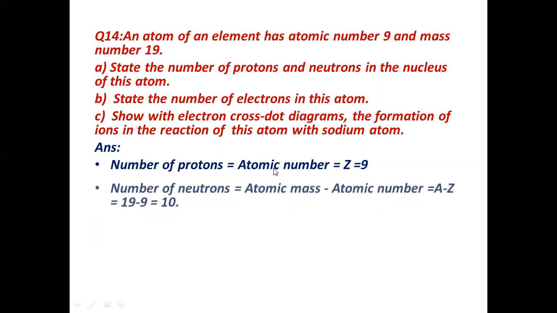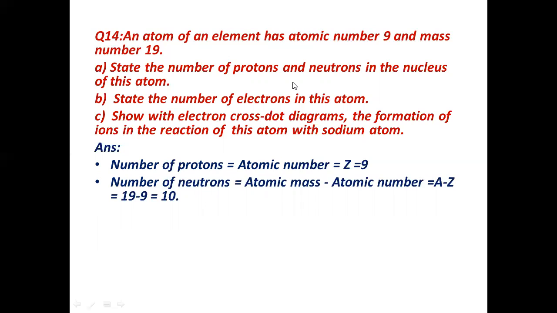B part is the number of neutrons. We have to find out the number of neutrons. We have a formula: atomic mass minus atomic number. Atomic mass or mass number is 19 and atomic number is 9. So 19 minus 9 will give us the answer 10. So 10 neutrons are present in the nucleus of that atom.